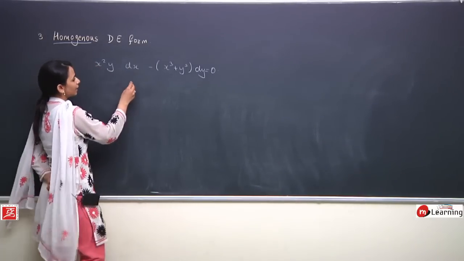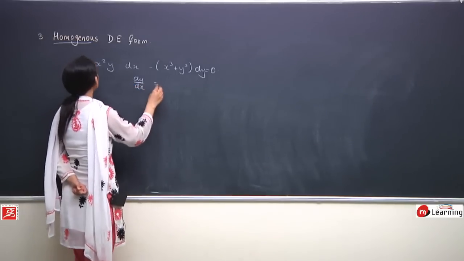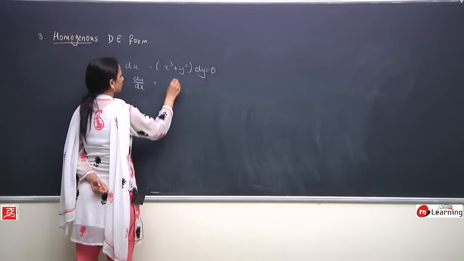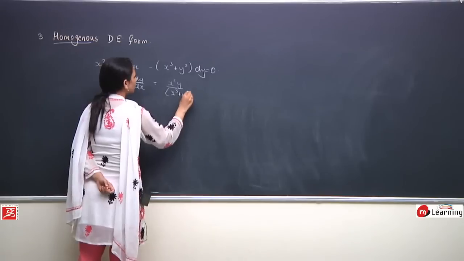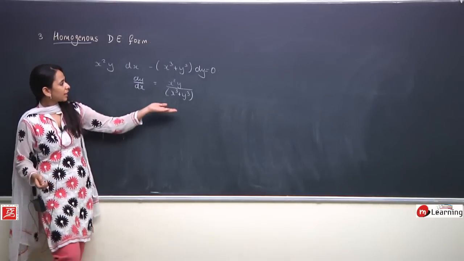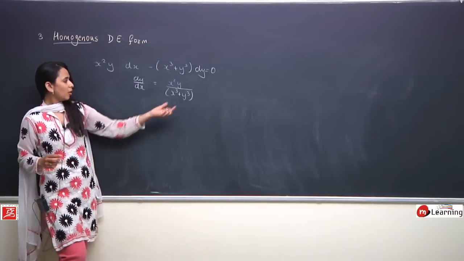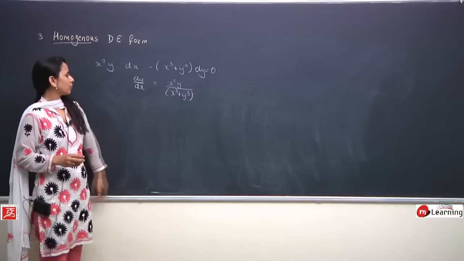So from here, can I write dy by dx will be x square y upon x cube plus y cube. Can I write this way? From here I can write dy by dx is equals to x square y upon x cube plus y cube. Now is this a homogeneous differential equation? Let us try to find out.